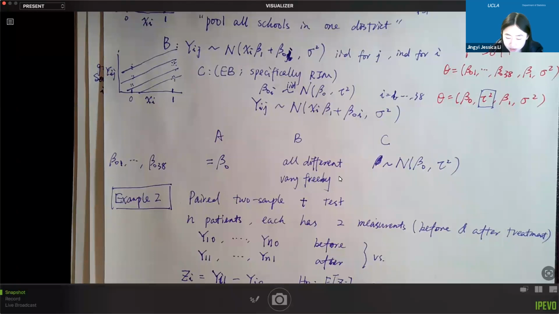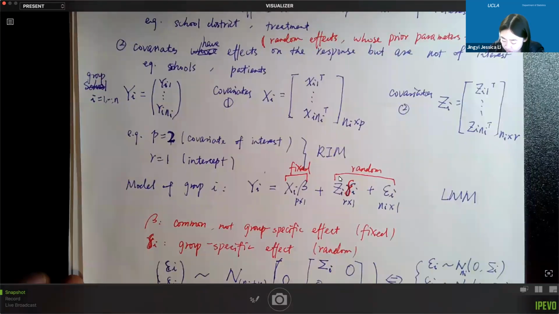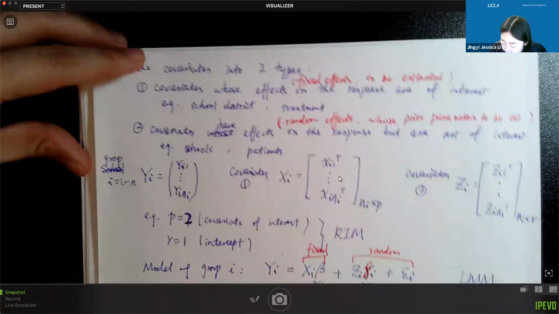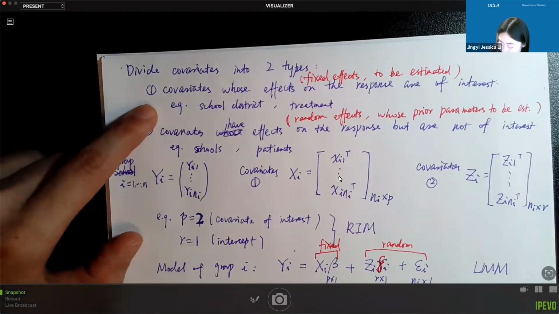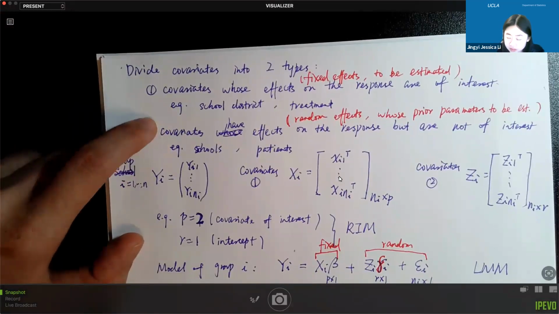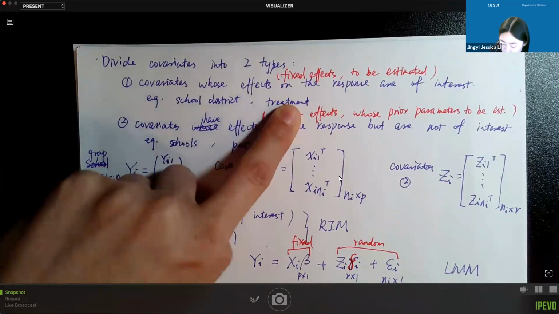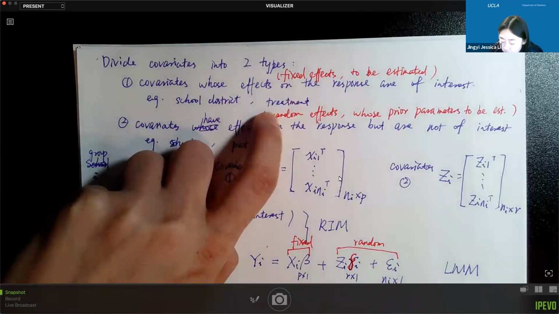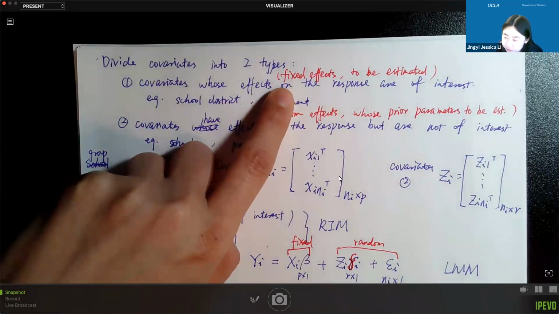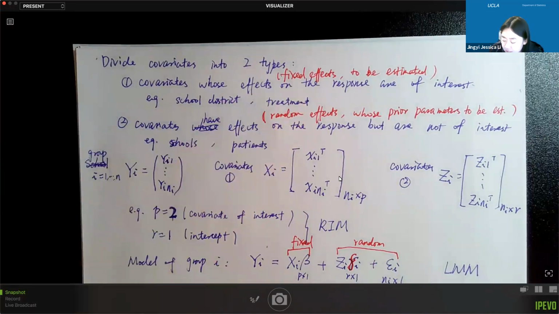You don't consider the other coefficients to be random. But more generally, you could actually divide your covariates based on their effects. For some covariates whose effects are of your interest, you would like to assume their effects to be fixed effects. And these fixed effects are not dependent on the school or the group structure.